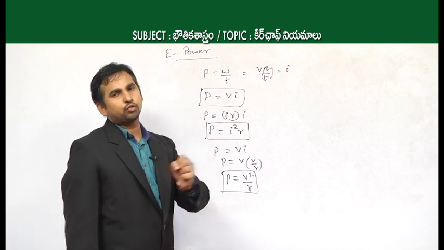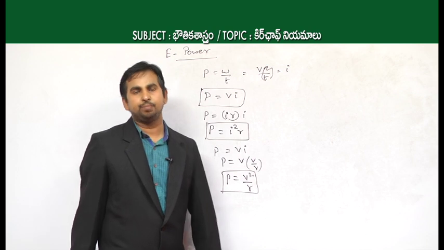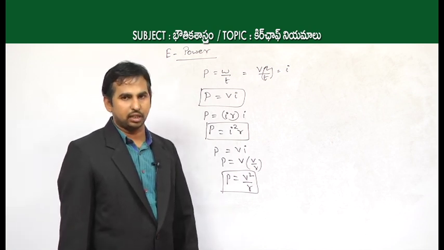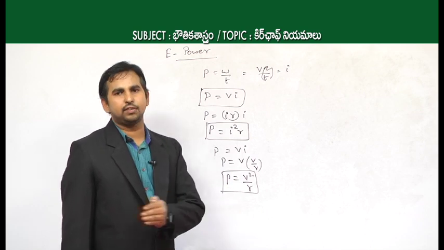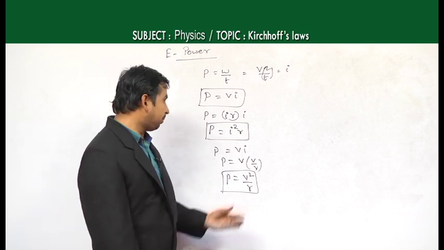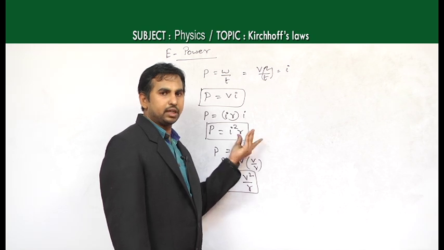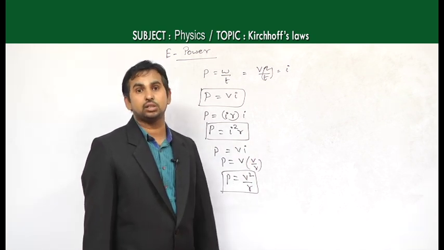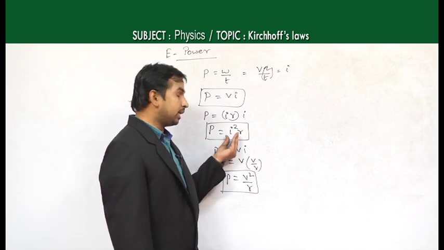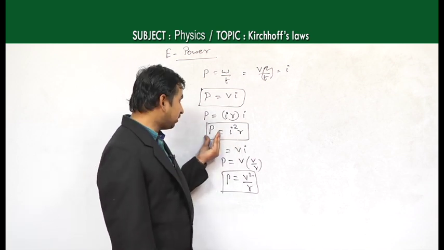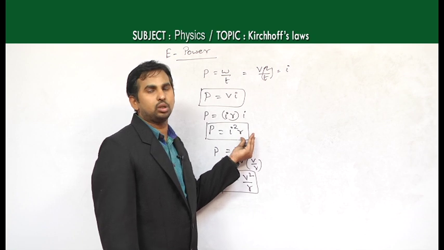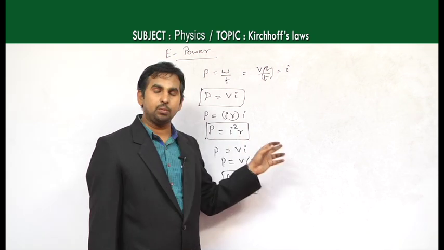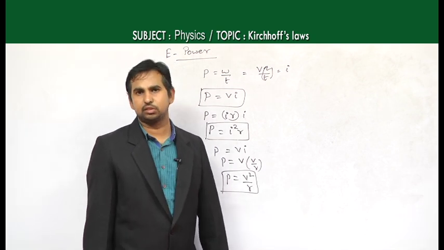Any electronic appliance you take has its wattage, its electric power, present. If you connect them in series or in parallel, it may depend on the resistance we are taking. For example, if all the bulbs are connected in series, the current remains the same. So the power is directly proportional to R, which means the power is directly proportional to the resistance of the bulb.